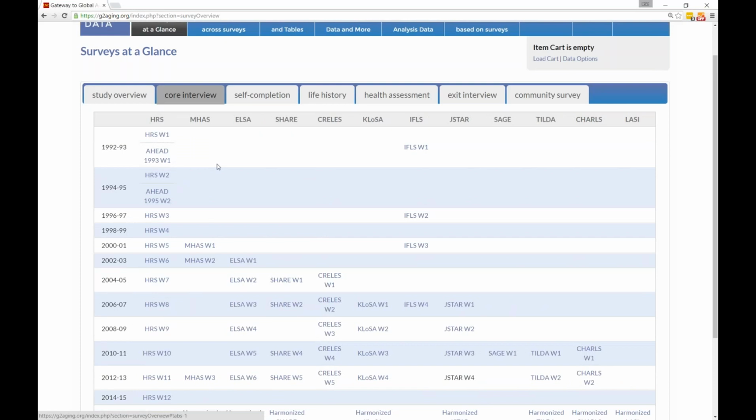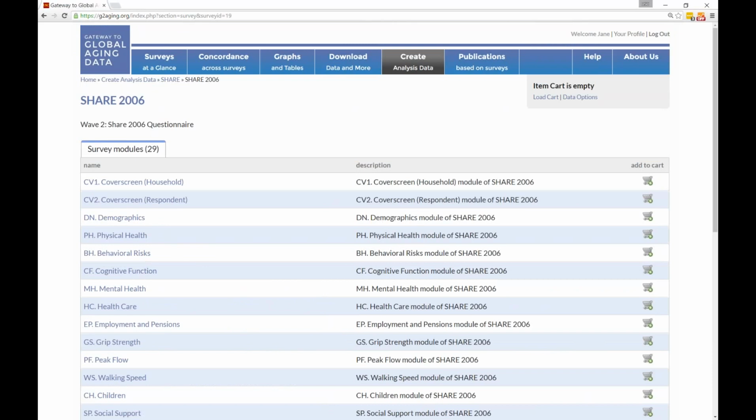But let's go ahead and look inside of some of this to really drill down to the survey metadata. So let's go into SHARE wave 2, which is for the European survey, the 2006 survey. The first thing you can see here is a list of survey modules. Modules are different parts of the survey which are usually related to particular content areas. We have a couple of cover screen modules, which usually just get an idea of what's going on at the household and who you're speaking to as the respondent. And then you have questions about demographics, physical health, behavioral risks, and so on. So let's go into this behavioral risk module.